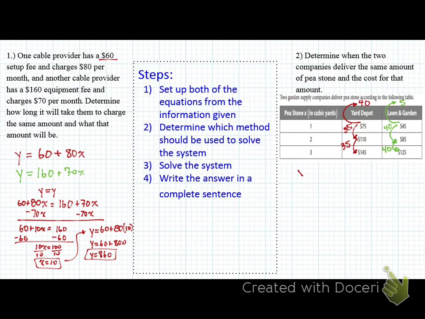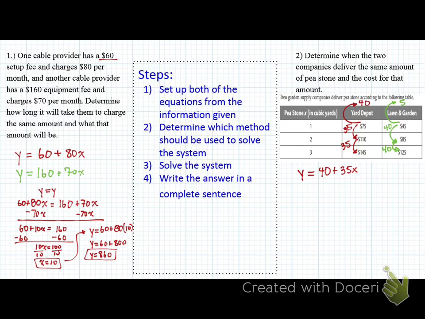So let's do the first one. We got the Yard Depot, y is equal to, or their total cost is going to be equal to their initial fee. How much is their initial fee? 40 plus how much do they charge per? $35, right? Per each cubic yard of material, right? So if they have 1 cubic yard of material, you got 35 times 1 is 35 plus 40 is 75. You see right here, that's 75. Okay?